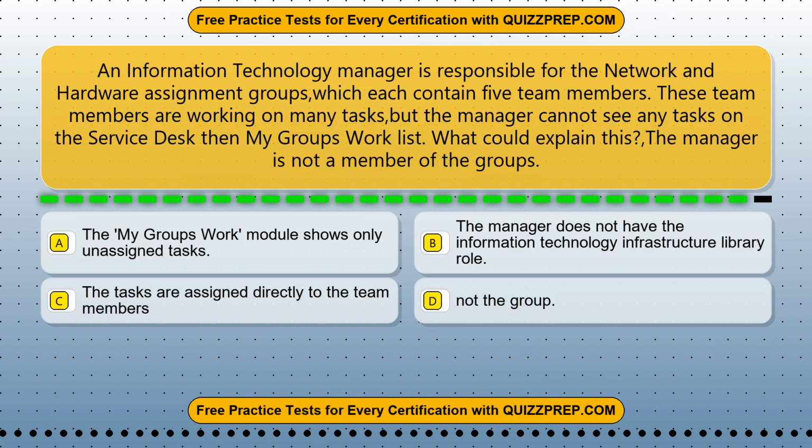Question 171. An information technology manager is responsible for the network and hardware assignment groups, which each contain 5 team members. These team members are working on many tasks, but the manager cannot see any tasks on the service desk other than My Group's work list. What could explain this? The manager is not a member of the groups. Option A. The My Group's work module shows only unassigned tasks. Option B. The manager does not have the information technology infrastructure library role. Option C. The tasks are assigned directly to the team members. Option D. Not the group.